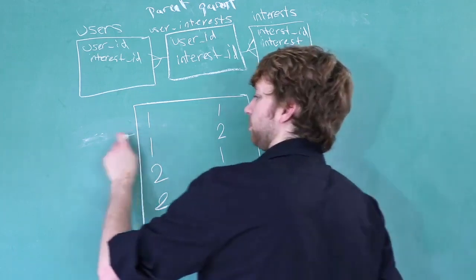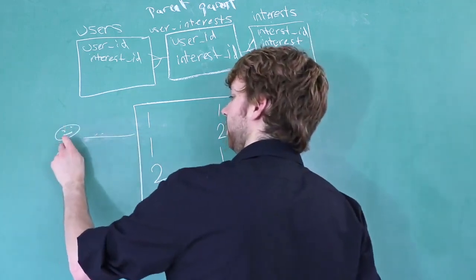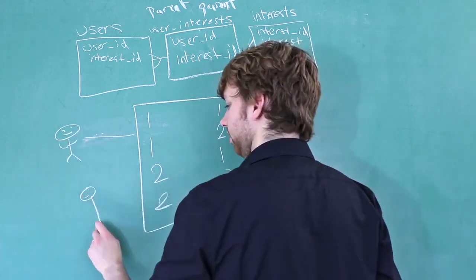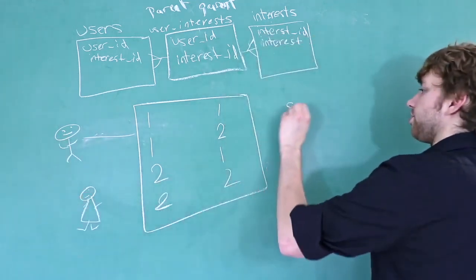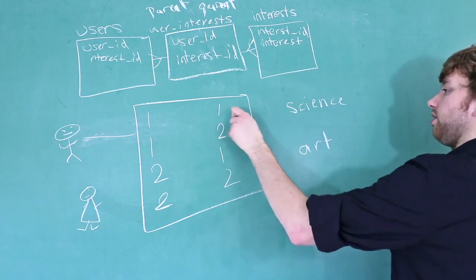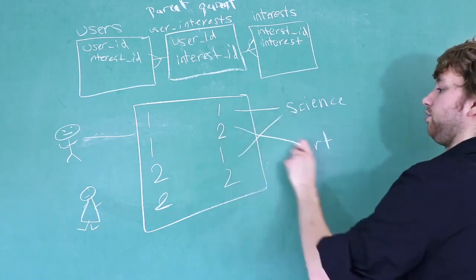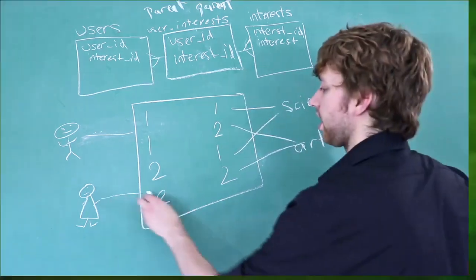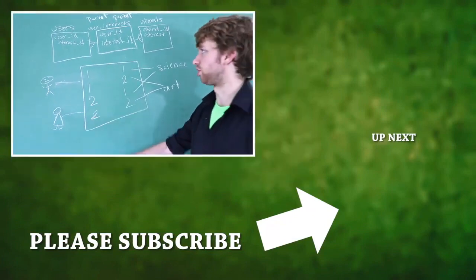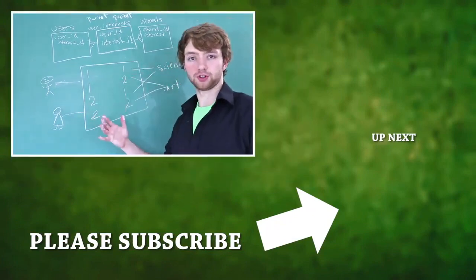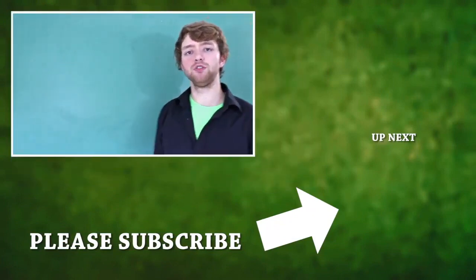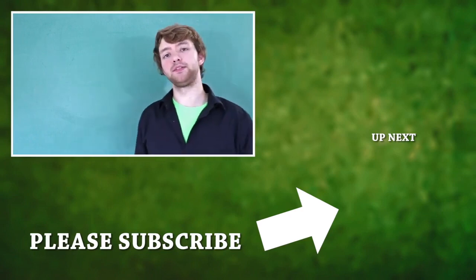So if you want to see this a little bit more clearly, we could say this is this guy over here, and this is this gal over here, and we have two interests over here. So this 1 is going to reference the science, and the 2 is going to reference the art. This kind of shows the many-to-many relationship, and this is the proper way to structure it. Well, that's kind of a general overview of the one-to-one, one-to-many, and many-to-many relationships.